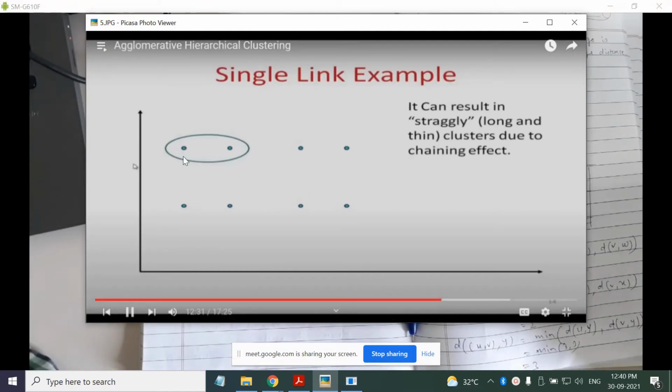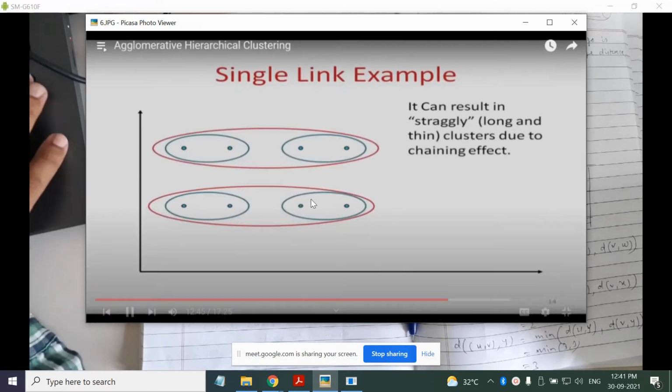If you follow the single linkage technique, see these data samples. As these 2 points are closest, we will merge them. Then we will merge these two, then these two, and then these two. Then after these 4 clusters, as these 2 points are closer, these 2 clusters will be merged, then these 2 clusters will be merged. Now you are getting elongated clusters. So the chaining effect is happening. When you use single linkage, you get straggly clusters, long and thin clusters due to the chaining effect.